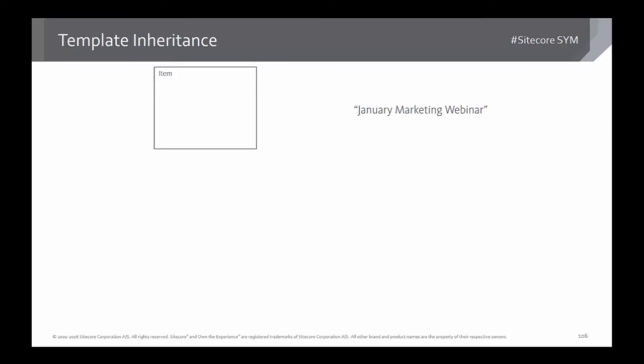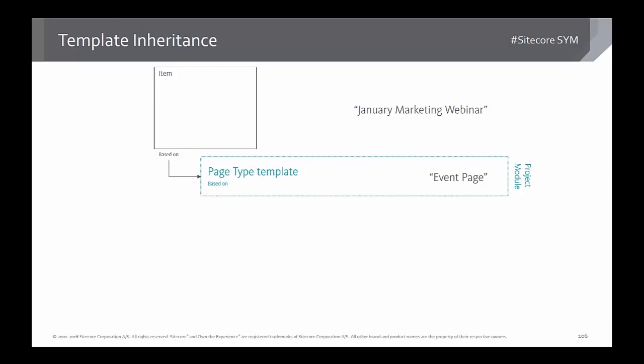So this is the January marketing webinar event for the site that we're looking at. It derives from, or it's created, it's based on the event page template. That event page template is in the project module. So that's created in the project module and sort of wires that up. It derives from it, it's based on the underscore event interface template. Now that interface template has the fields, so the event title, the event description, the event date, all those kind of things.